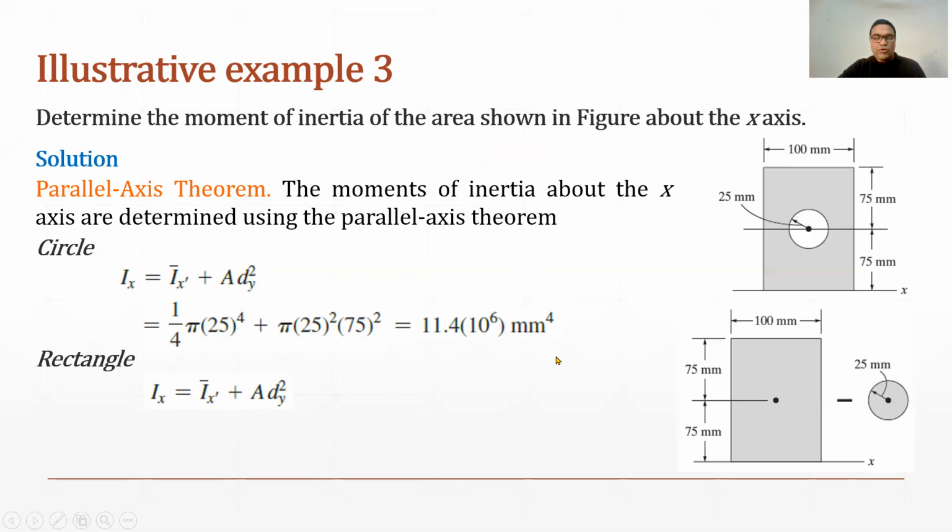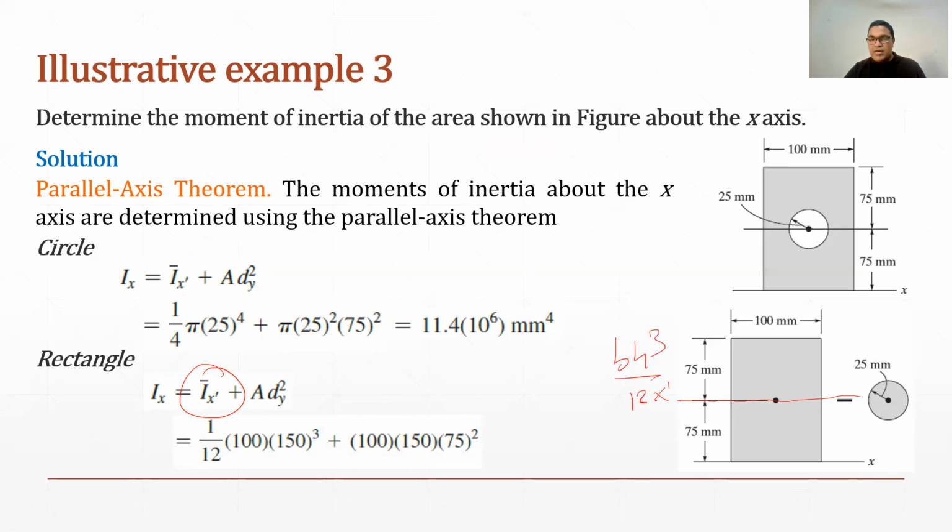So either we directly put value or we put value like this: moment of inertia parallel to this axis, which is say x dash axis. So this becomes bh cube by 12 plus area becomes b into h, and dy square. So putting all the value here, we get the value as 112.5 into 10 raised to power 6 mm to the power 4.